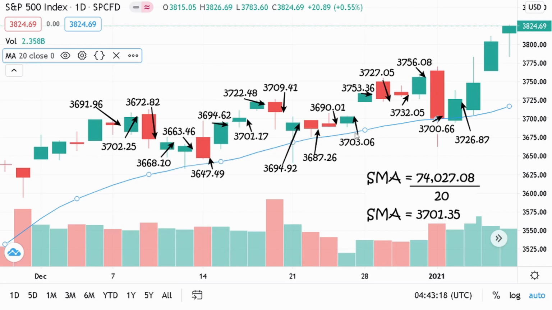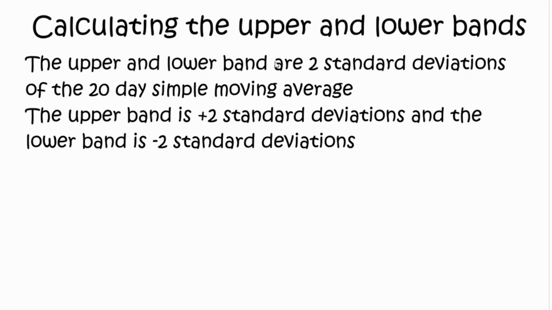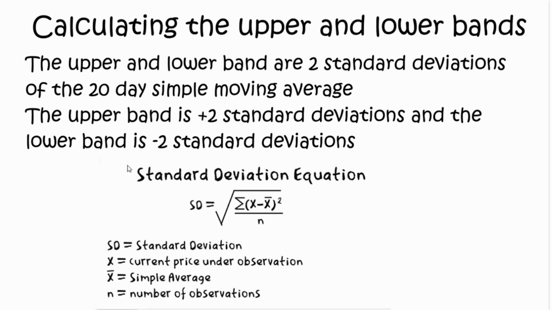Now that we have our simple moving average line, we'll be able to calculate the upper and lower bands. The upper and lower bands are two standard deviations above and below the 20-day simple moving average. To calculate the upper band, we're going to add two standard deviations to the simple moving average. And to calculate the lower band, we're going to subtract two standard deviations from the simple moving average. Here's the equation for standard deviation. Standard deviation will equal the square root of the sum of all the closing prices, subtract the mean of the closing prices, squared, divided by the number of observations.